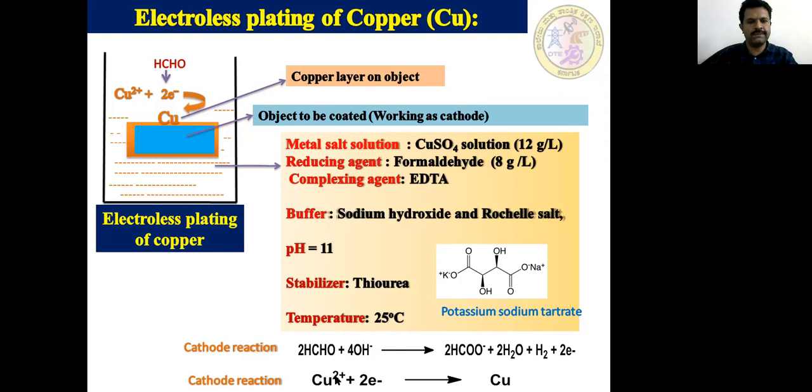So Cu2+ present in the solution will undergo reaction by gaining 2 electrons released by formaldehyde, and it becomes copper, and that copper will deposit on the surface of the substrate. And we should maintain this condition for the required time to get the required thickness of the copper layer on the substrate. So in this way, we can conduct electroless plating of copper.